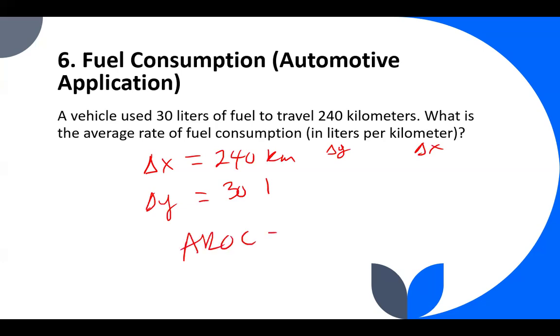So that means average rate of change equals 30 liters divided by 240 kilometers. Because you're using liters of gas per kilometer, right? So we have 1/8 liter per kilometer. So I'm using 1/8 of a liter of gas every kilometer I go. Does that make sense? All right. So units play a role here, right? Your units are your key to know what your independent and dependent variables are.